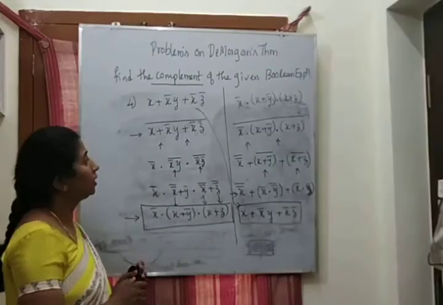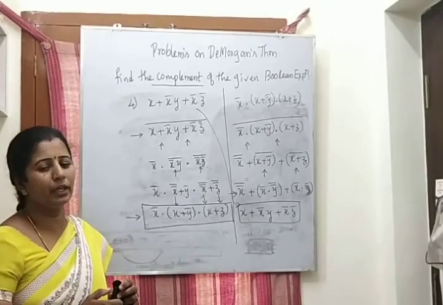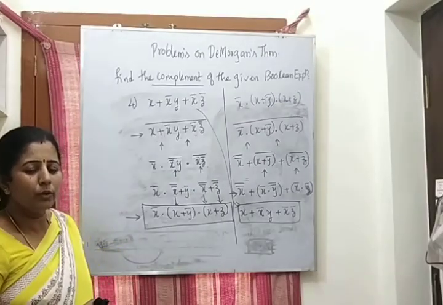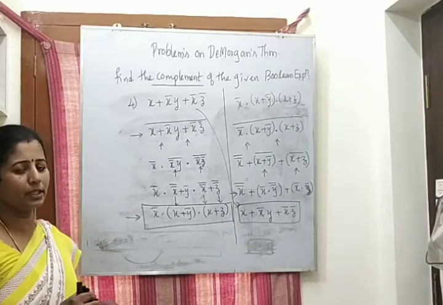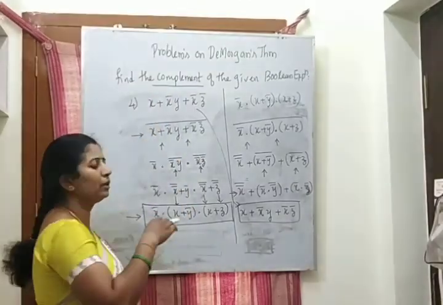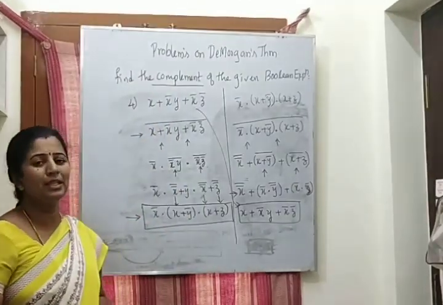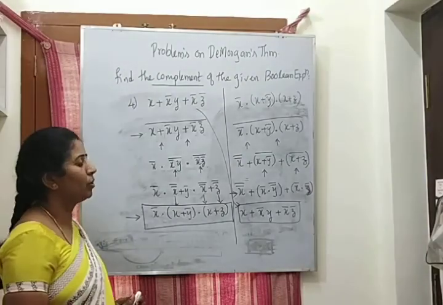Simplify the given Boolean expression or reduce the given Boolean expression using De Morgan's theorem. Using De Morgan's theorem, first we need to find the complement, then only we should move on to the simplification of your Boolean expression using De Morgan's theorem.